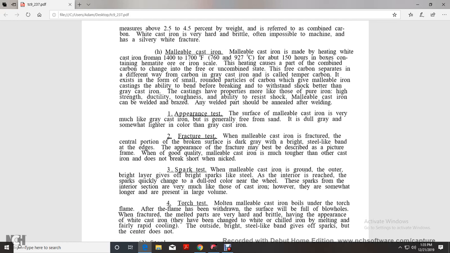Fracture test: malleable cast iron, when fractured, shows certain points of the broken surface as dark gray with a brittle, straight, steel-like band at the edges. The appearance of the fracture may best be described as a picture frame. Good quality malleable cast iron is much tougher than other cast iron and does not break short when nicked. Spark test: when malleable cast iron is ground, the outer, brighter layer gives off bright sparks like steel. As the interior is reached, the sparks quickly change to a dull red color near the wheel. These sparks from the interior are much like those of gray cast iron. However, they are somewhat longer and present in larger volume.